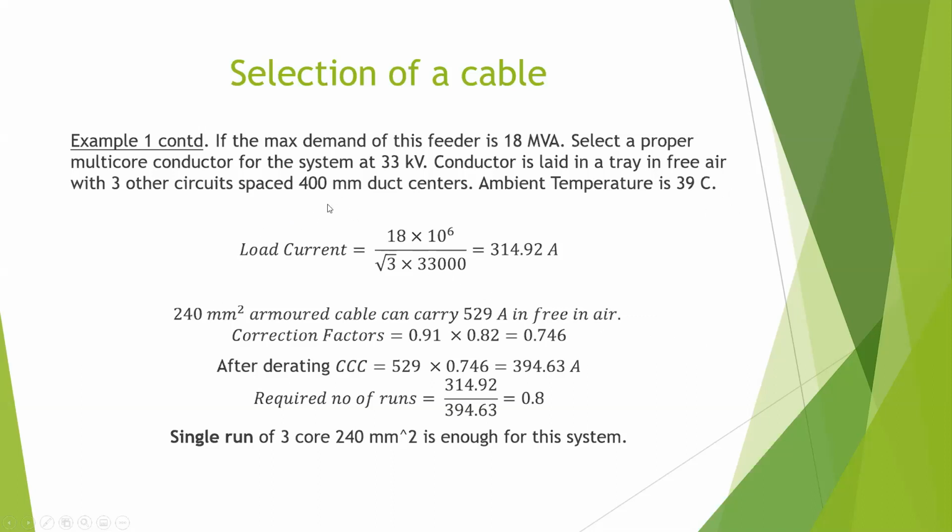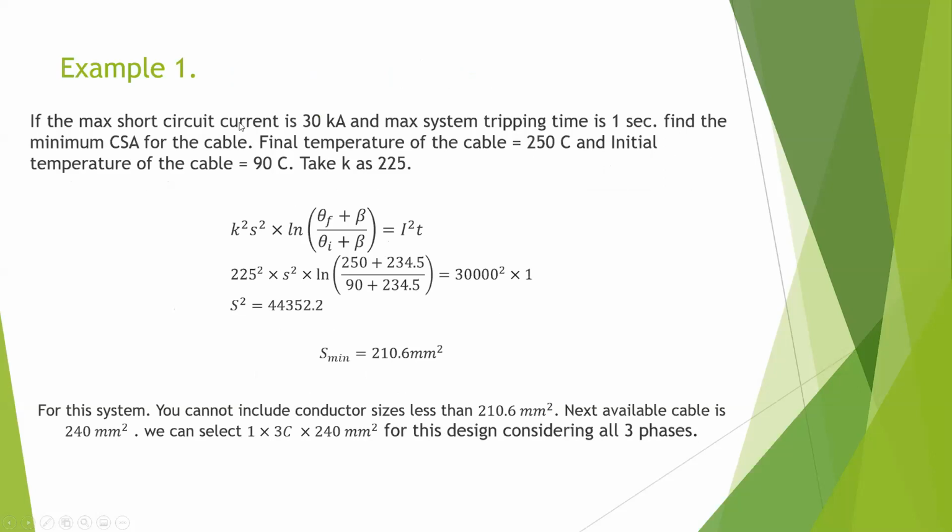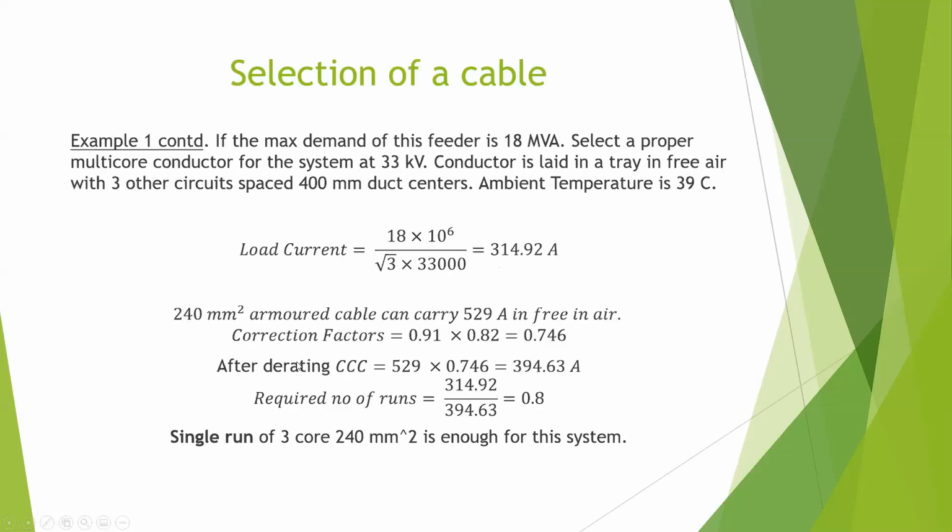You know the equation. So 18 MVA over root 3 into 33 kV. So you will get the load current as 314.92. So our minimum cross section area from the short circuit criteria is 240 millimeters square. So we are going to find out what is the current that 240 millimeter square cable can carry in free air.